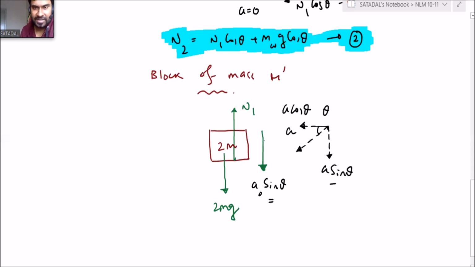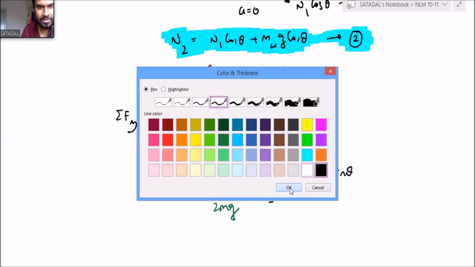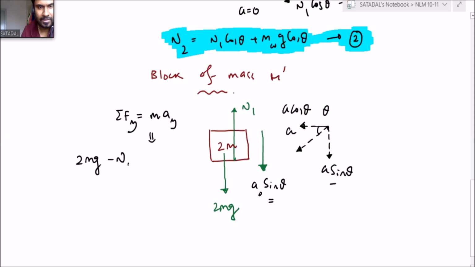Okay. So since it is coming downward, I can write summation of Fy is equal to m into Ay. Apply this equation. 2mg is greater than N1. So we will write 2mg minus N1 is equal to 2m into A naught sin theta. This is equation number 3.